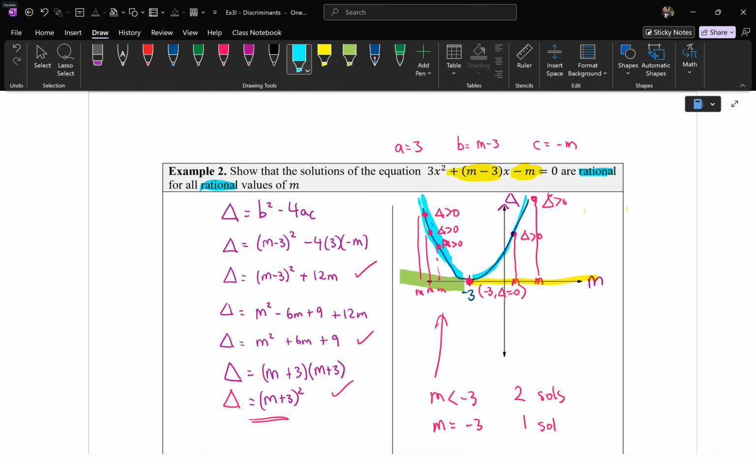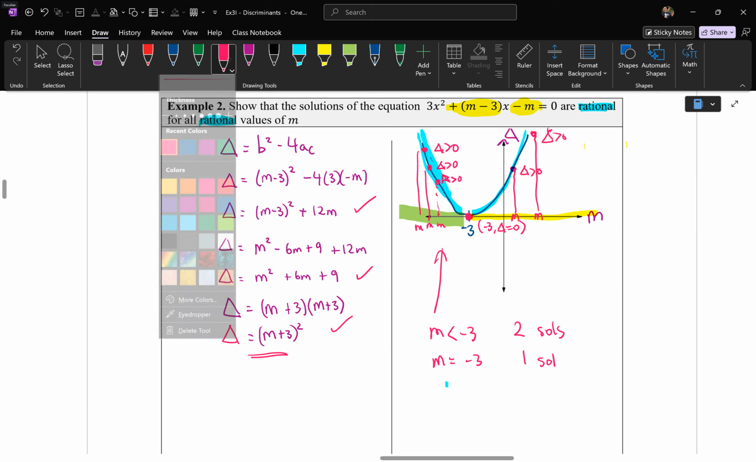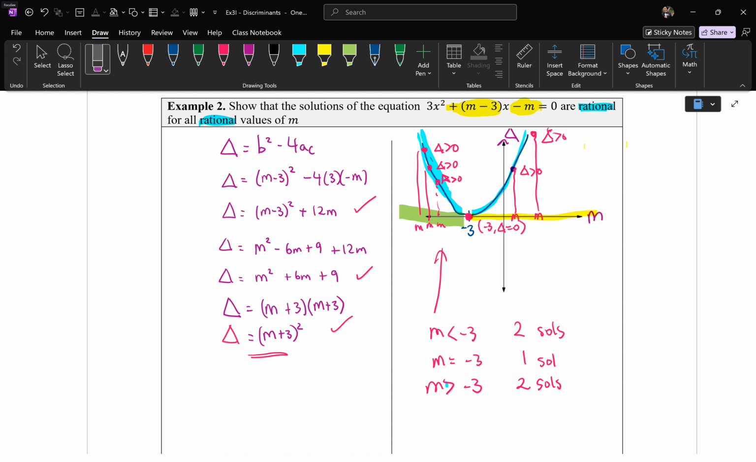Because of that, I know that no matter which m value you choose greater than negative 3, I have 2 solutions again. This is what they were trying to say: to prove that you understood this is a perfect square. It's never going to be negative. If I came up with this sort of format for you in your test, doesn't matter what m value I choose, you're never going to get a graph that has no intercepts at all. The graph is always going to have an intercept.